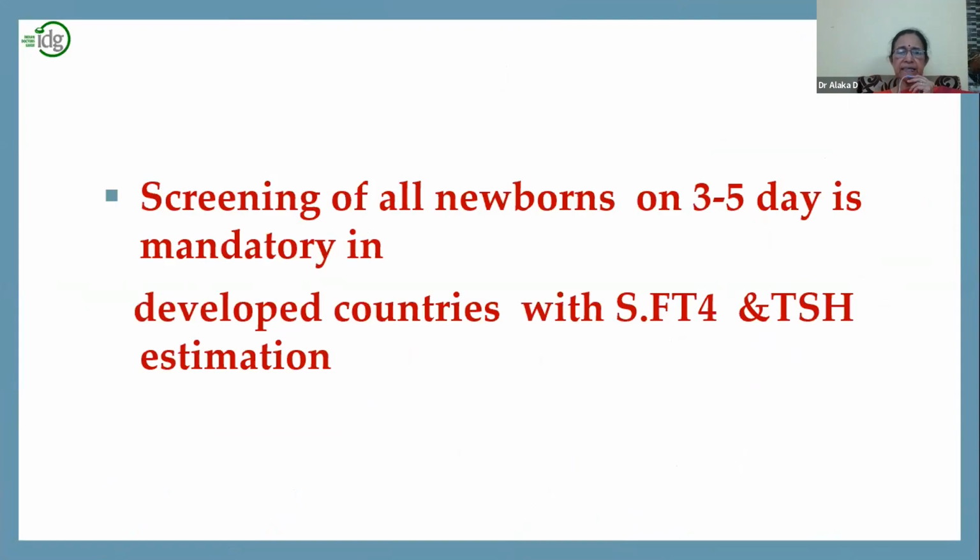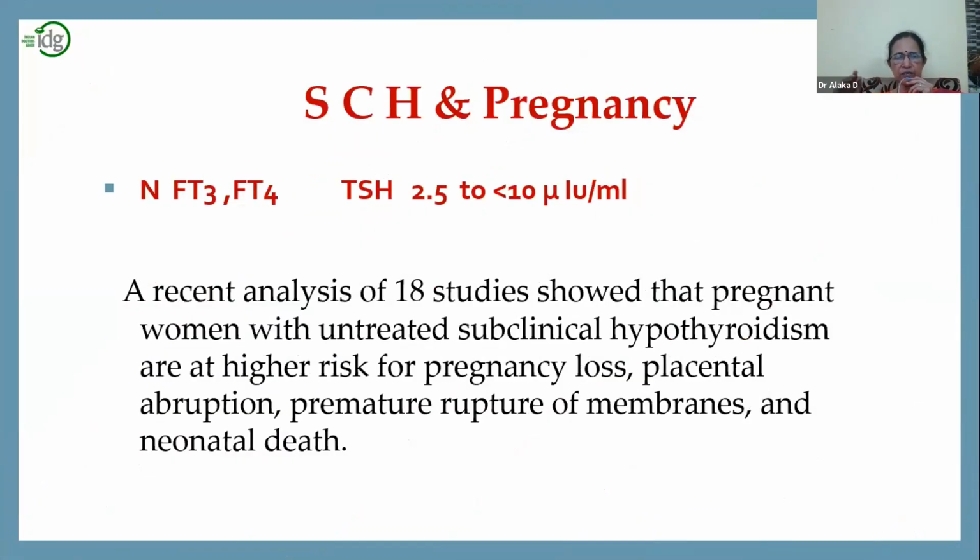In many countries, the screening of all newborns is done on the 3rd or 5th day after birth. That is in the developed countries. In our country, this guideline is not yet in place.